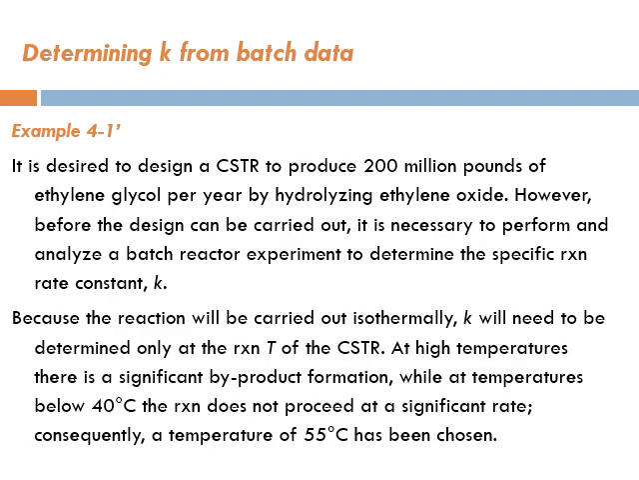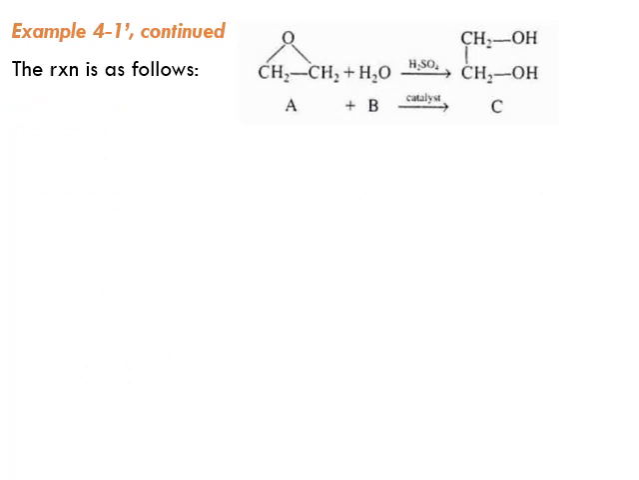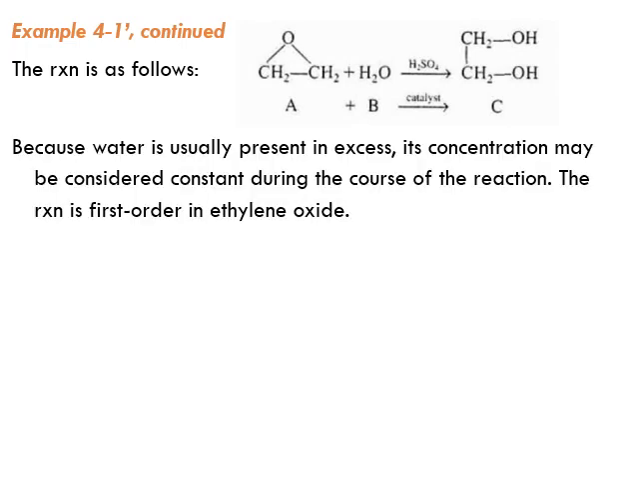Because the reaction will be carried out isothermally in the CSTR, and therefore in the batch, K will need to be determined only at the reaction temperature of the CSTR. At high temperatures, there is significant byproduct formation, while at low temperatures, below 40 degrees C, the reaction does not proceed at a significant rate. Consequently, a temperature of 55 degrees C has been chosen. So you know the reaction already. It's ethylene oxide plus water, in the presence of catalyst, gives you ethylene glycol, which is my product. So A plus B gives you C. Because water is usually present in excess, its concentration may be considered constant during the course of the reaction.